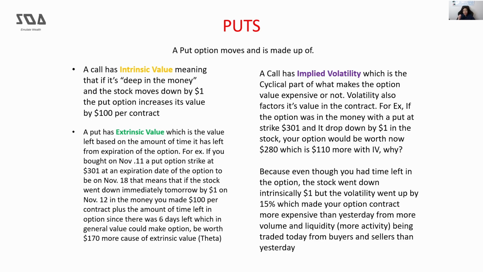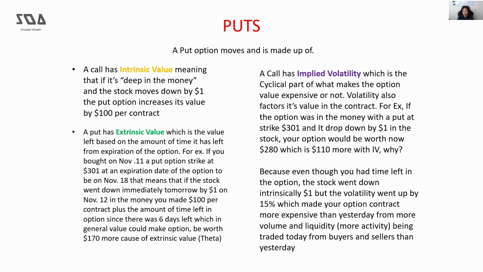A put has extrinsic value, which is the value left based on the amount of time it has left until expiration of the option. For example, if you bought a put option on November 11th, strike at $301, with an expiration date of November 18th, 7 days ahead. That means if the stock went down immediately tomorrow by $1 on November 12th, in the money, you made $100 per contract plus the amount of time left in the option. Since there were 6 days left, that in general could make the option be worth $170 more because of the value left on the option.